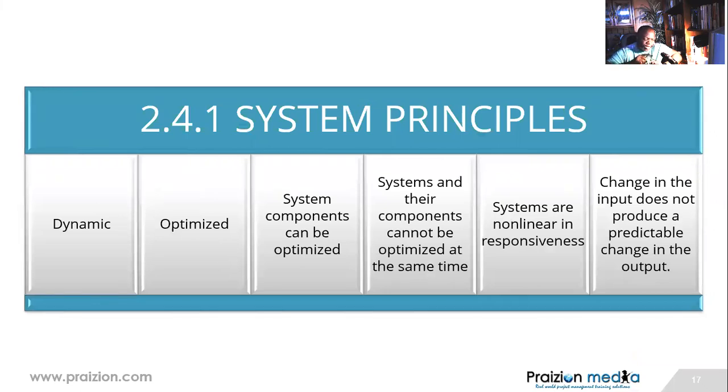Systems are dynamic. You can optimize systems, but their individual components can also be optimized. Systems and their components cannot be optimized at the same time. Systems are non-linear in responsiveness. You could get a big shock. What happens in one tiny part of the system may not scale up the way you're thinking. And a change in the input does not produce a predictable change in the output.